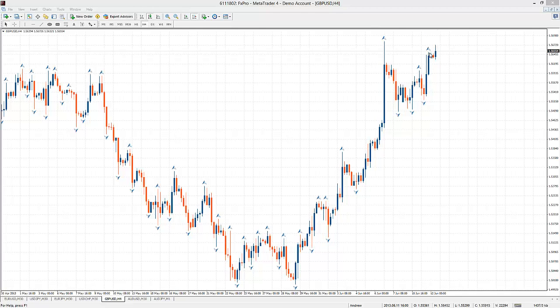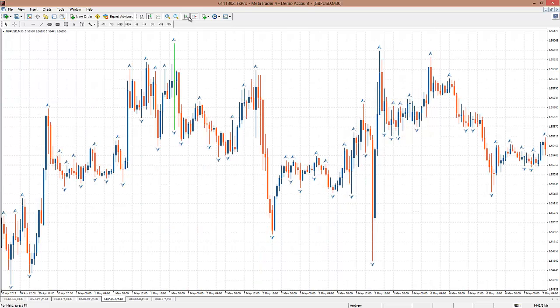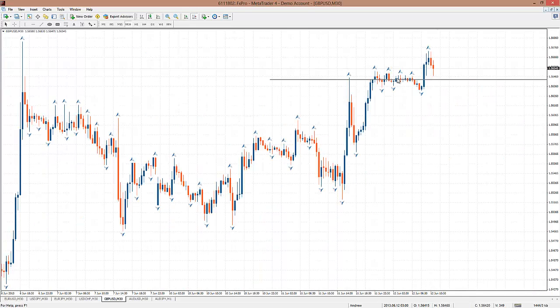Hi traders, we're currently looking at trading the beginner strategy on the pound US dollar. This is a 4-hour chart, and you can see we're at or close to a level of resistance, and we also have a key level of support. Market direction is up on the higher time frames.